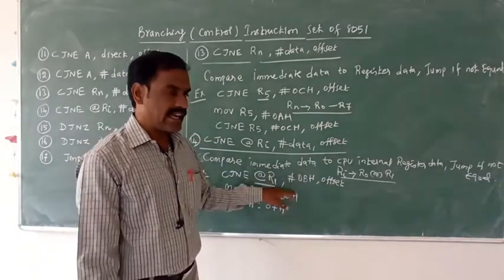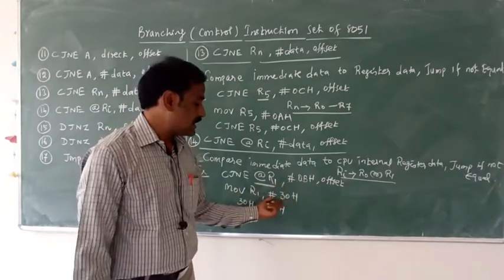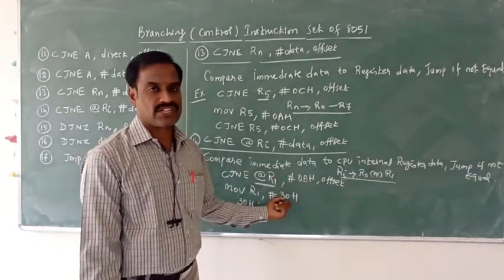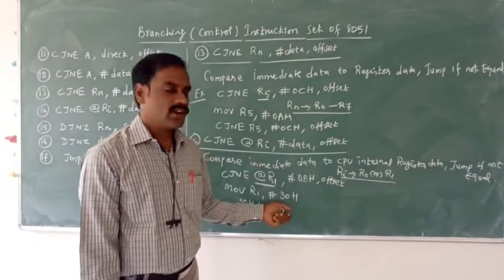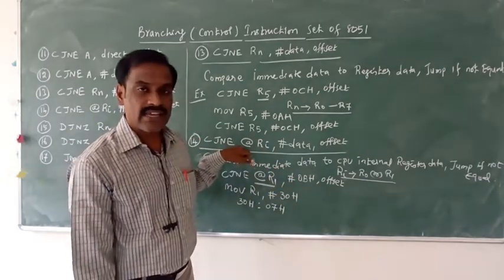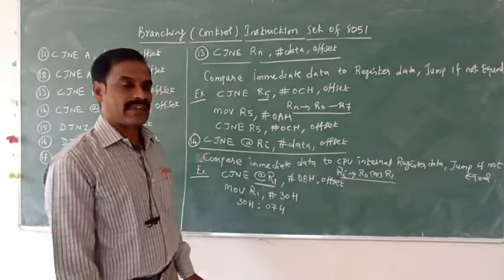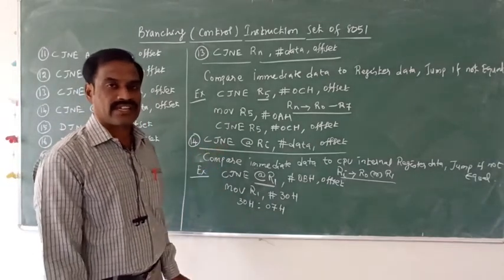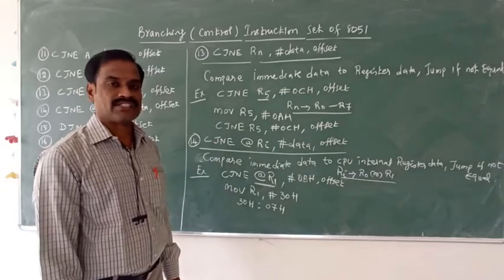Suppose both data are the same, the immediately given data and the indirect register memory address location data. If both data are the same, this condition will be unsatisfied. Unsatisfied means execute the next memory address location data.